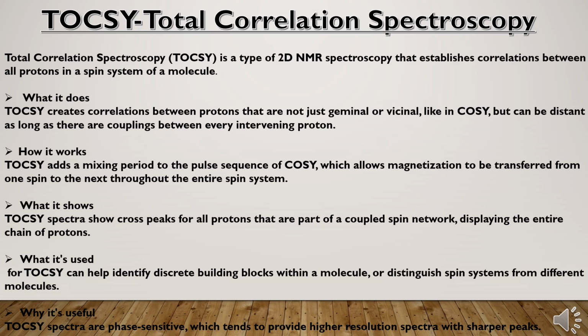What it shows? TOCSY spectra show cross peaks for all protons that are part of a coupled spin network, displaying the entire chain of protons. What is it used for? TOCSY can help to identify discrete building blocks within the molecule or distinguish spin systems from different molecules. What is useful? TOCSY spectra are phase sensitive, which tends to provide higher resolution spectra with sharper peaks.